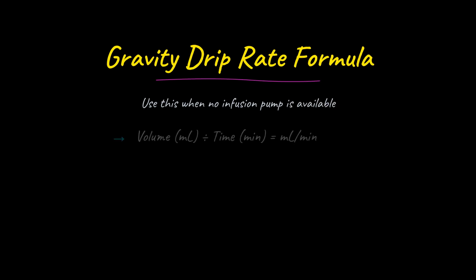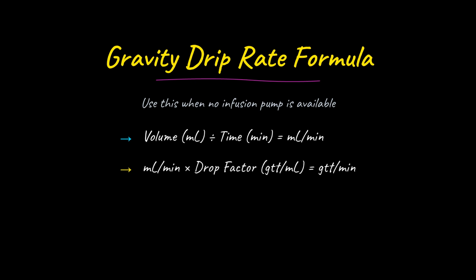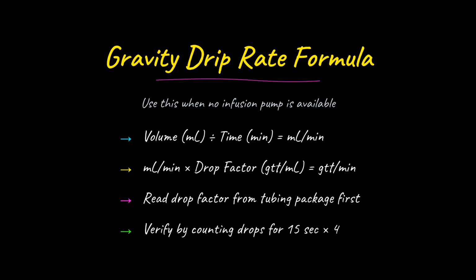The calculation follows a straightforward formula: divide total volume in milliliters by total time in minutes, then multiply by the drop factor to get drops per minute. Always read the drop factor from the tubing package before doing any math, and verify your rate by counting drops in the chamber for 15 seconds and multiplying by 4.